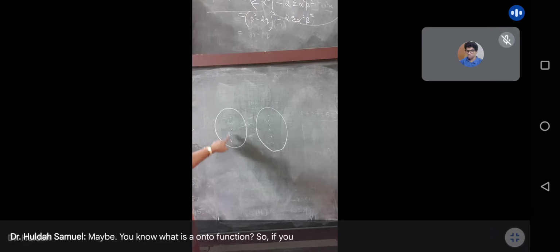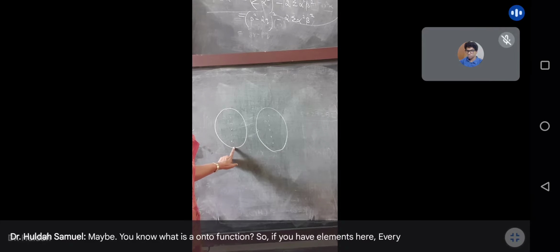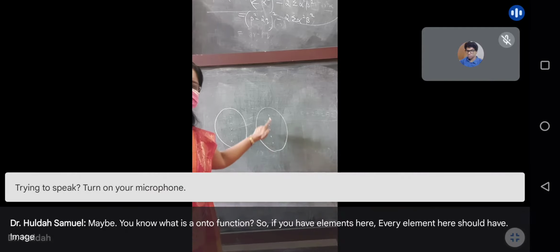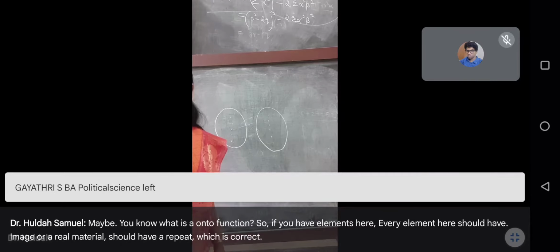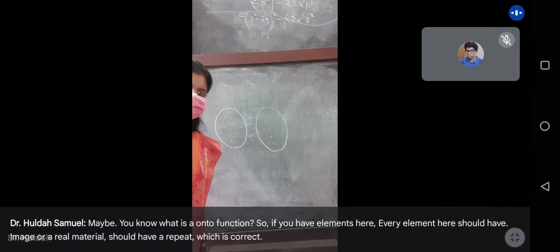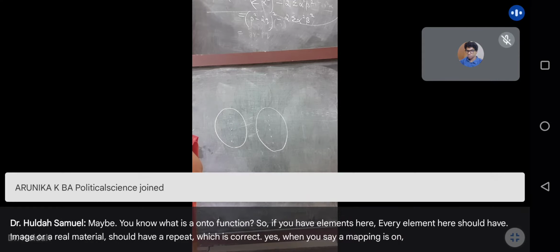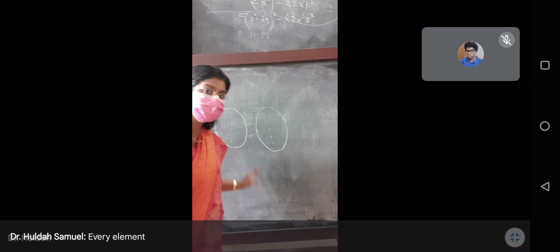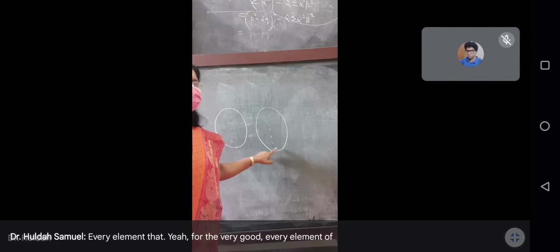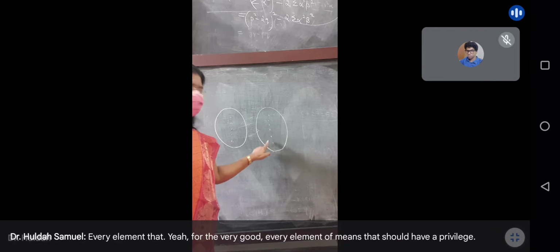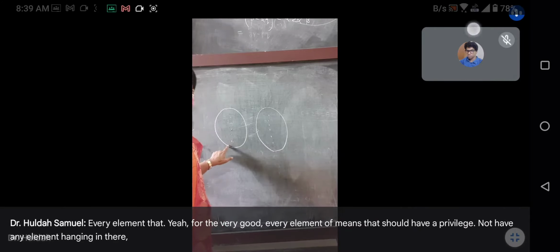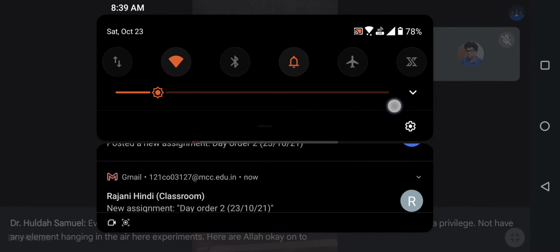We know what is an onto function. If you have elements here, every element here should have a pre-image, which is correct. When do you say a mapping is onto? Every element in the codomain should have a pre-image. Do not have any element hanging in the air here. Extra elements here are allowed. Okay? Onto mapping, right?